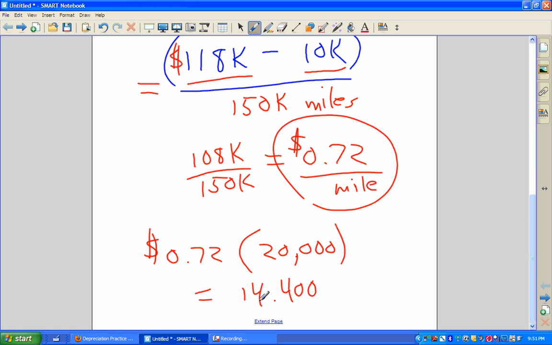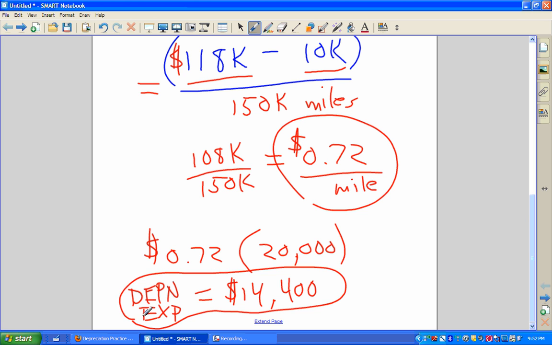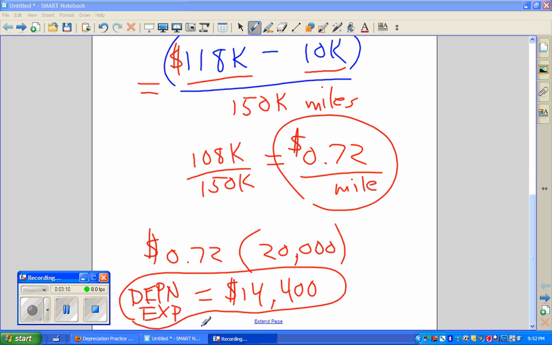Okay, and be aware of your units here. This is dollars per mile times miles, so I get dollars. So here is my depreciation expense for the year 2004. Okay, and that's how that works. There's my final answer, and if I go and check on the worksheet, I do in fact find that 14,400 is one of my answers in the box, in the answer field. Okay, hope that helps.